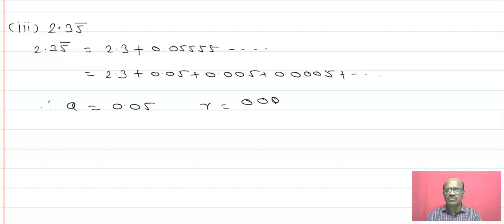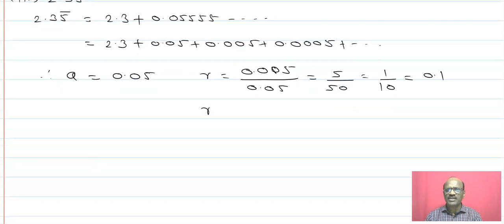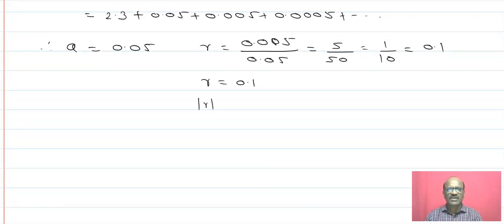Here a is equal to 0.05, r is equal to 0.005 upon 0.05. Overall you are getting 5 upon 50, which is nothing but 1 upon 10, that is 0.1, which is less than 1. Mod of r is less than 1. Therefore the sum to infinite terms is finite.